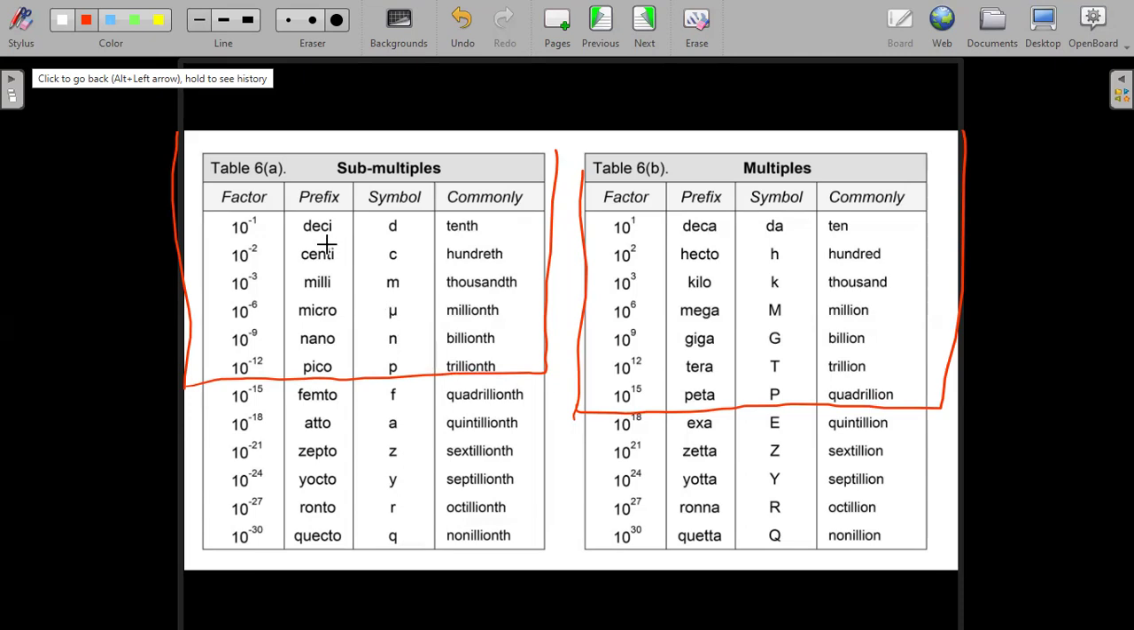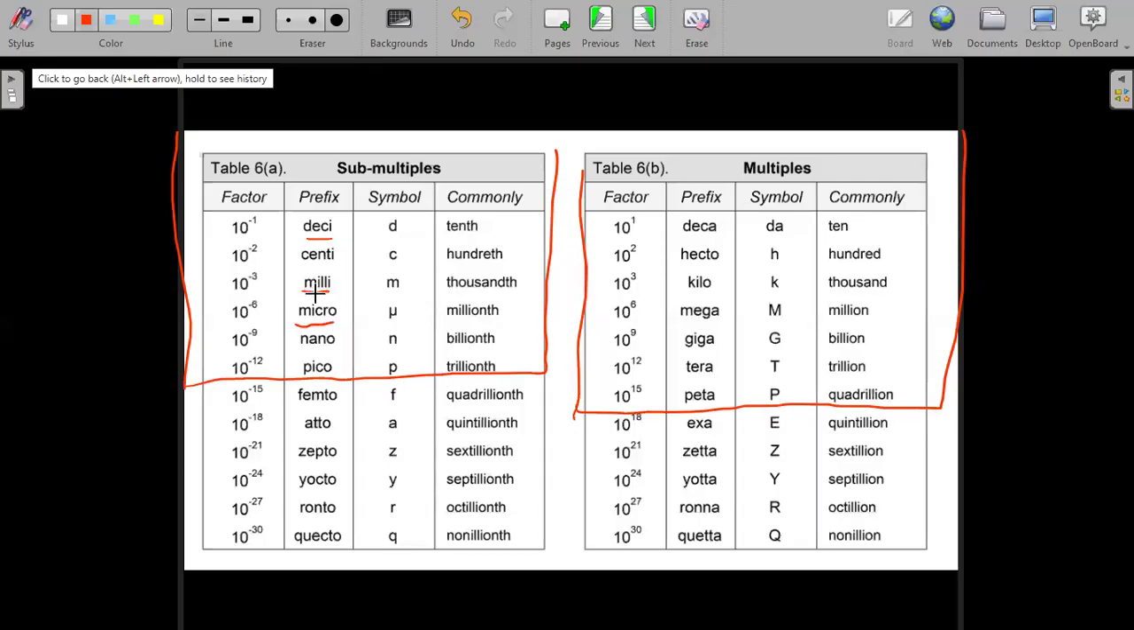All right. So you need to know that when they say deci, it's just 10 to the power minus 1. Centi is 10 to the power minus 2. Milli is 10 to the power minus 3. Micro is 10 to the power minus what? 6. So most students confuse the micro and the milli.